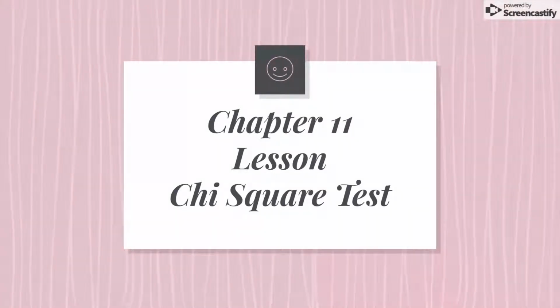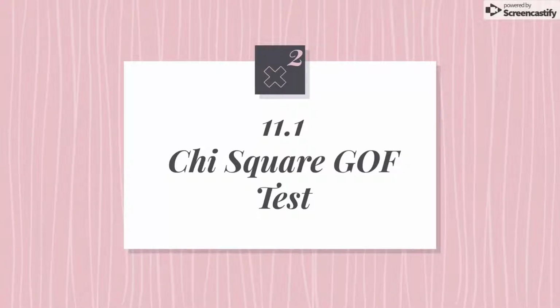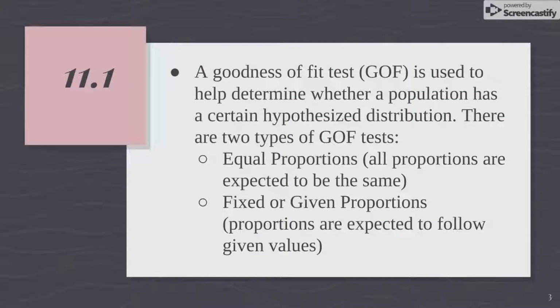In this chapter, we are going to review chi-squared tests. The first test we're going to review is the chi-square goodness of fit test. A goodness of fit test is used to help determine whether a population has a certain hypothesized distribution expressed as proportions of individuals in the population falling into various outcome categories.